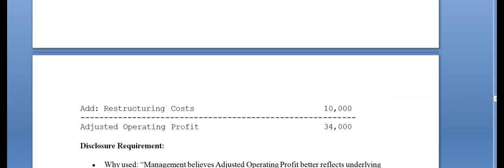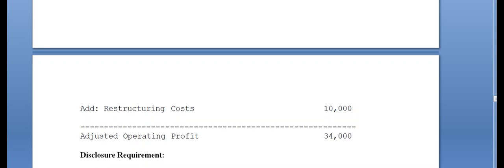Then, look at it here. You are going to add back restructuring cost. The cost of restructuring, you have to add it back. There's something I've also omitted in this particular question here. There's supposed to be an addition of depreciation. We're going to also add back depreciation.